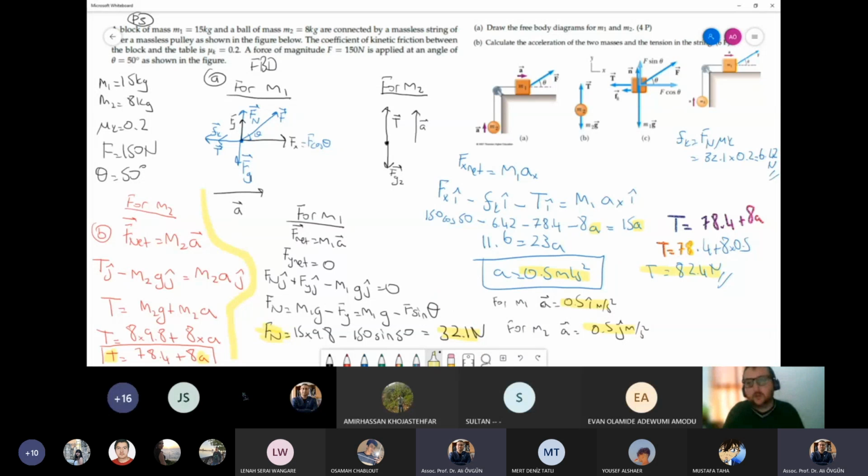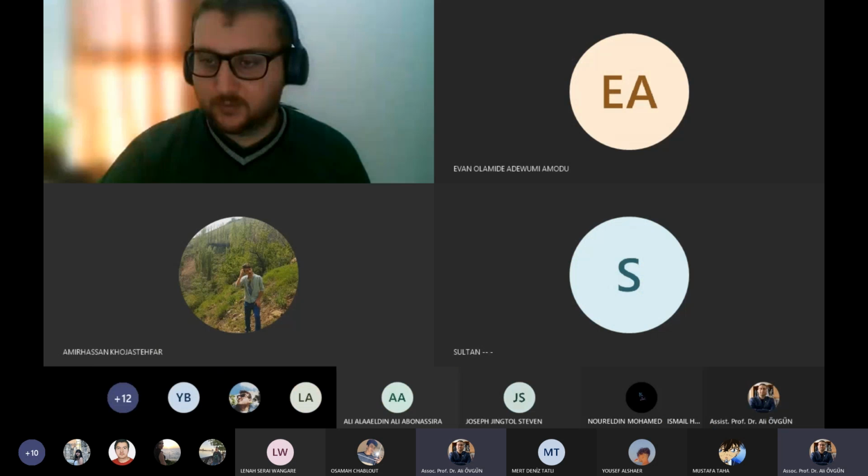So this was also the old exam question. So you can see that you can solve it easily if you draw free body diagrams correctly and then step by step write Newton's equation in components and solve it. Have you got any question? Okay, very good. Let's continue.